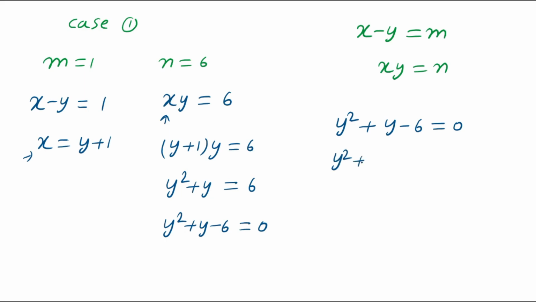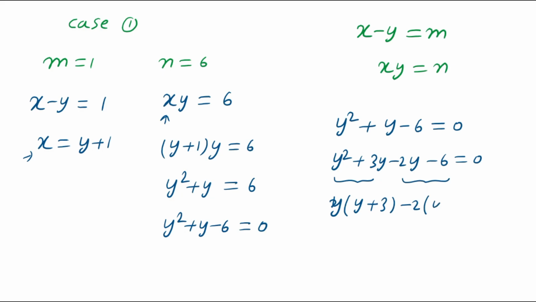Y square plus y is the same as y square plus 3y minus 2y minus 6, and this is equals to 0. Look carefully at the first two terms. If we take common y, then y square divided by y gives y, and 3y divided by y gives 3. And look carefully at the last two terms. If we take common minus 2, minus 2y divided by minus 2 gives y, and minus 6 divided by minus 2 gives plus 3, and this is equals to 0.